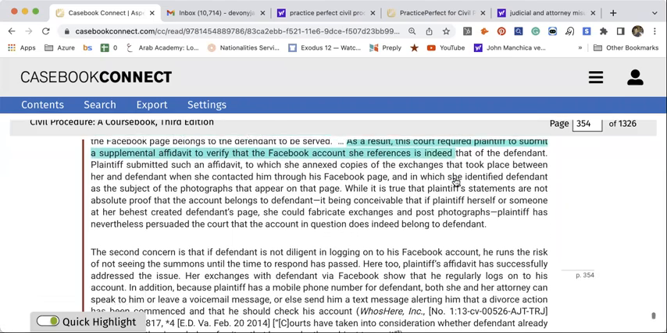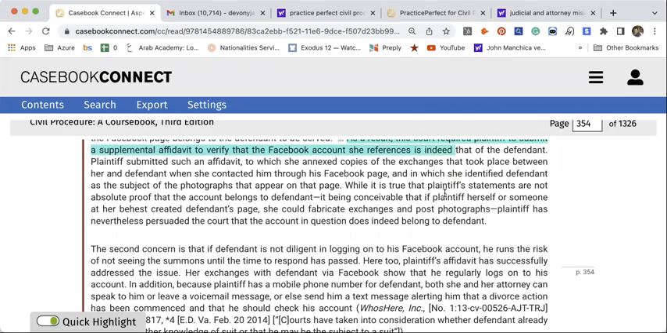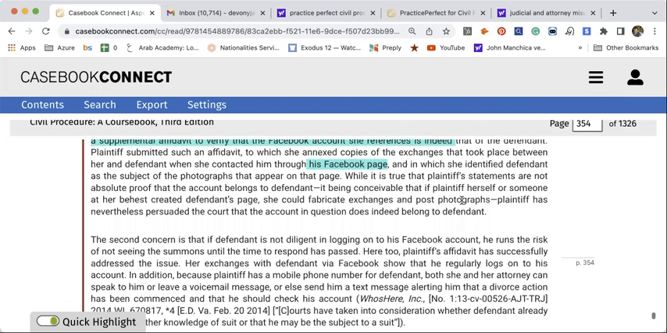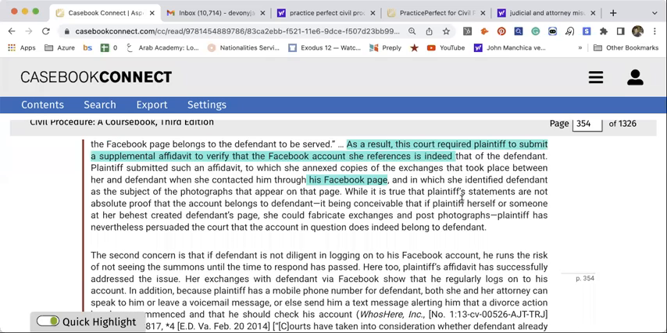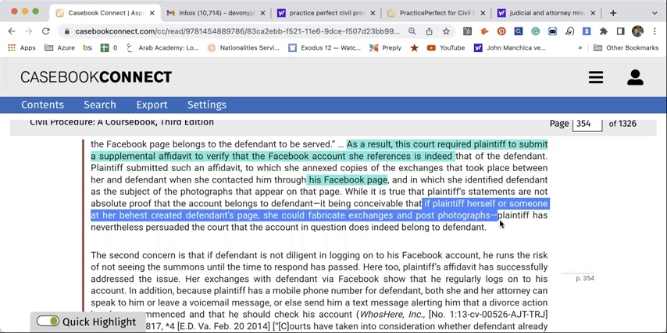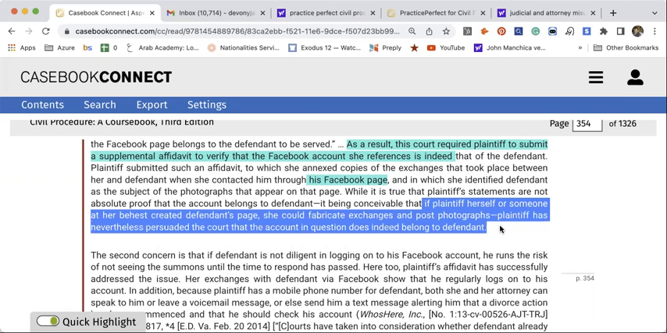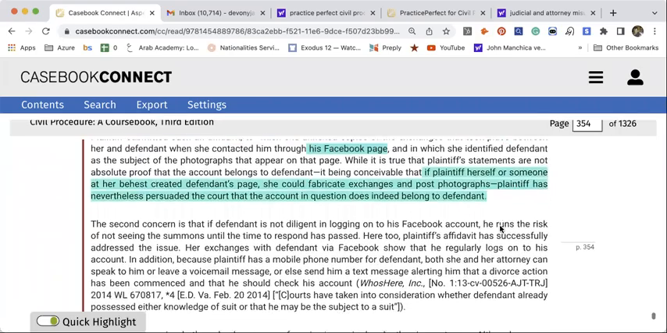Plaintiff submitted such an affidavit, to which she annexed copies of the exchanges that took place between her and the defendant when she contacted him through his Facebook page, and in which she identified defendant as the subject of the photographs that appear on the page. While it is true that plaintiff's statements are not absolute proof that the account belongs to the defendant, it being conceivable that if plaintiff herself or someone had created a defendant page, she could fabricate exchanges and post photographs, plaintiff has nevertheless persuaded the court that the account in question does indeed belong to the defendant.